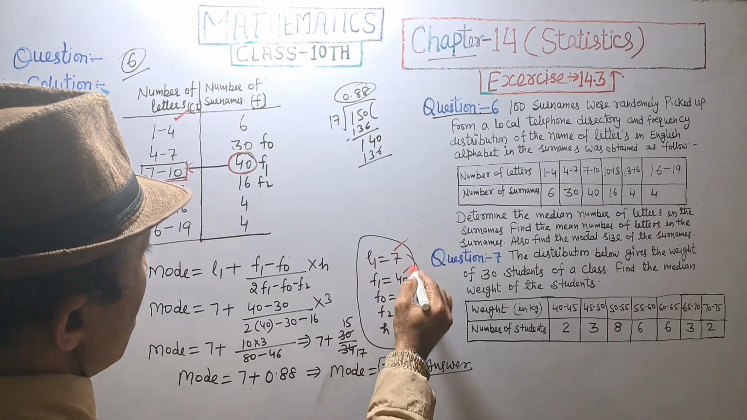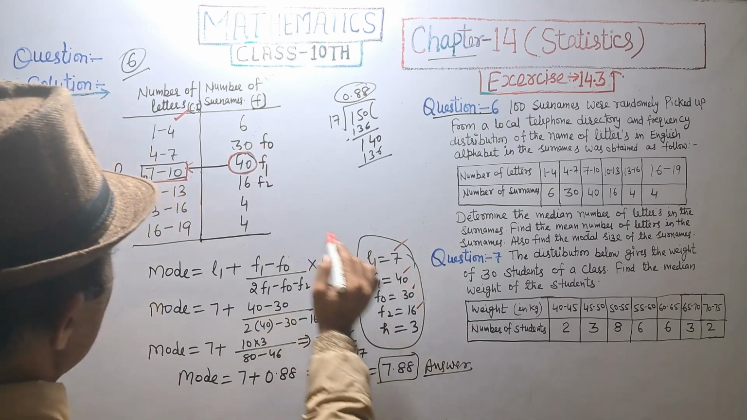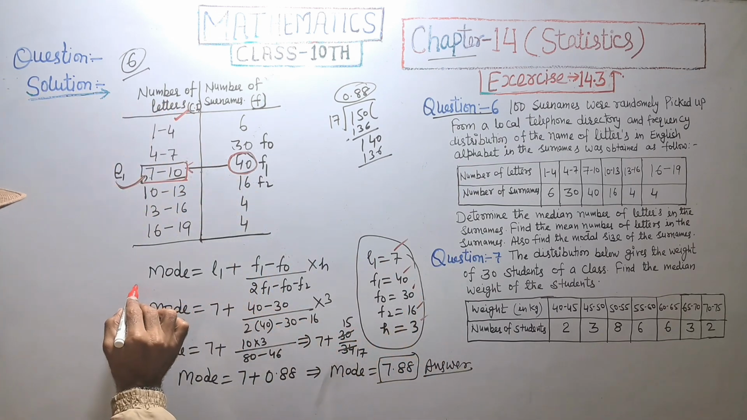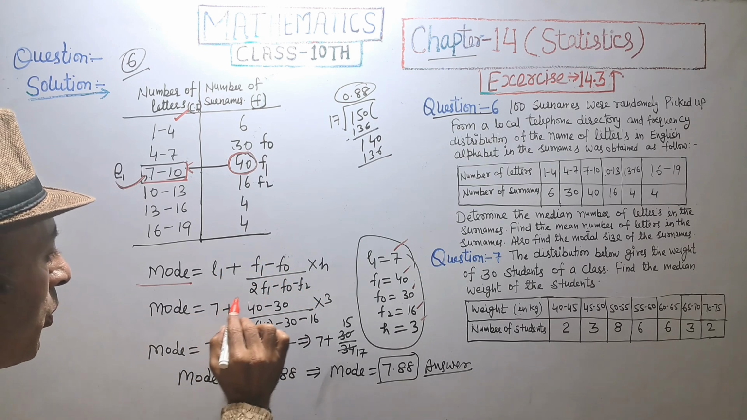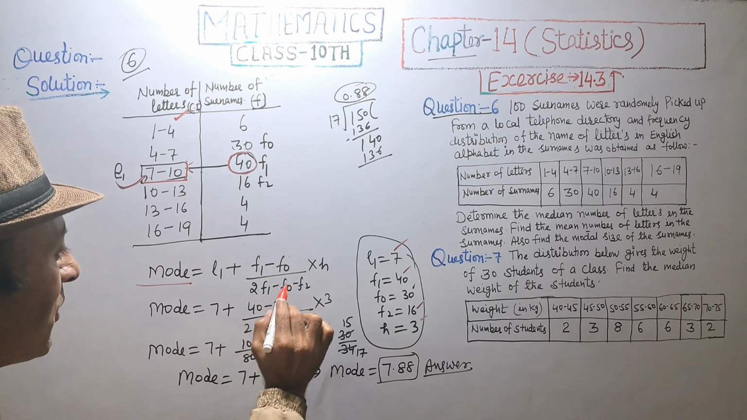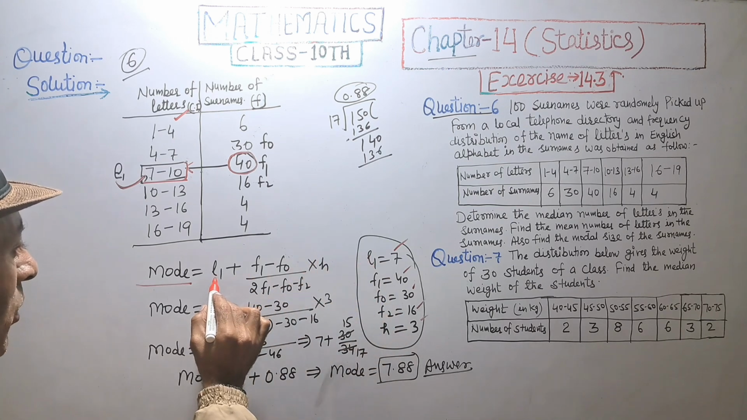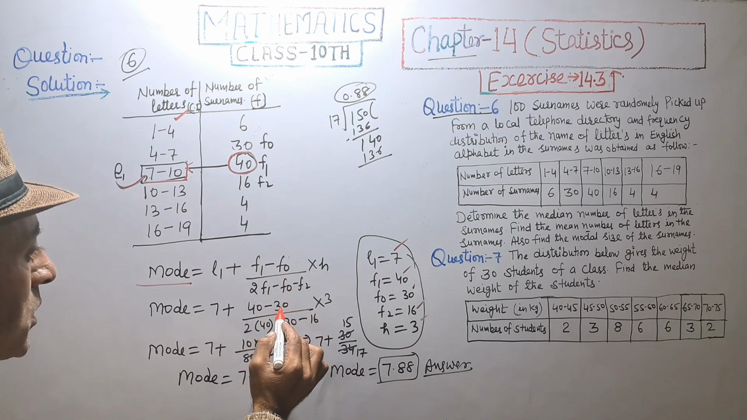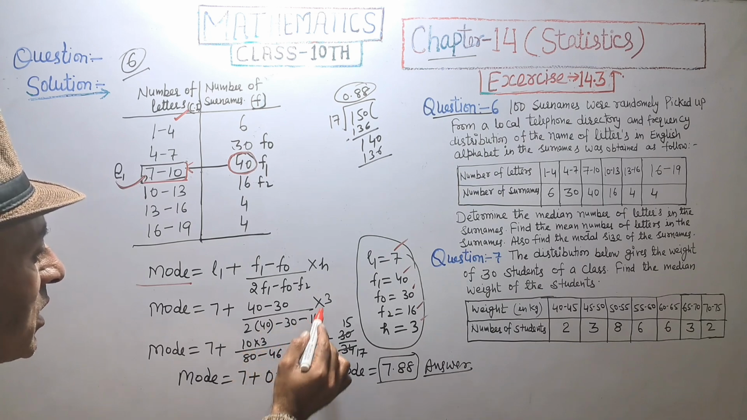L1 is 7, F1 is 40, F0 is 30, F2 is 16 and H is the difference, that is equal to 3. The formula of mode is L1 plus (F1 minus F0) upon (2F1 minus F0 minus F2) into H. L1 is 7, put it here. F1 is 40 minus F0 is 30, divided by 2 into 40 minus 30 minus 16, into 3.